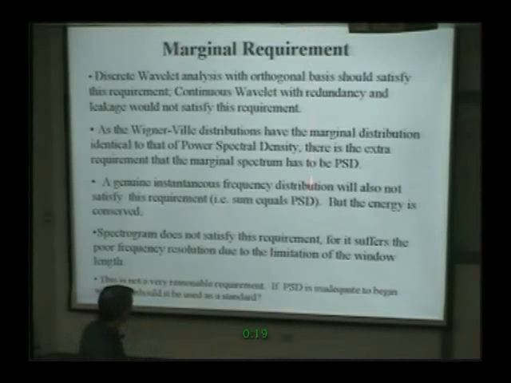But all of this requirement, I don't think it's reasonable. If PSD is inadequate to begin with, why should I sum up to power spectrum density? The power spectrum density cannot resolve time, cannot resolve all kinds of things. So adding up to power spectral density is not a virtue, it's not an advantage to me. So I don't think it should be used as a standard.